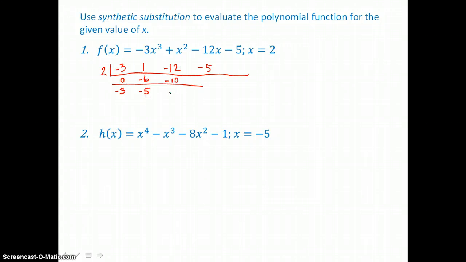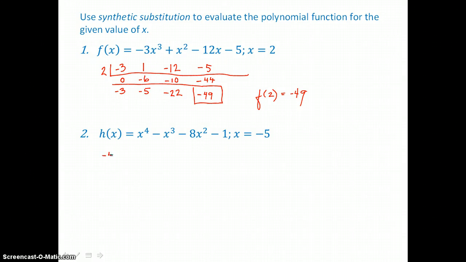Now I want to add this column, which is going to be a total of negatives, negative 22, and I'll multiply one more time. 2 times negative 22 is negative 44. And when I add this column, I get a remainder of negative 49. This remainder, with synthetic division, is the value of the function when x is 2. So f of 2 is equal to negative 49 by synthetic substitution.